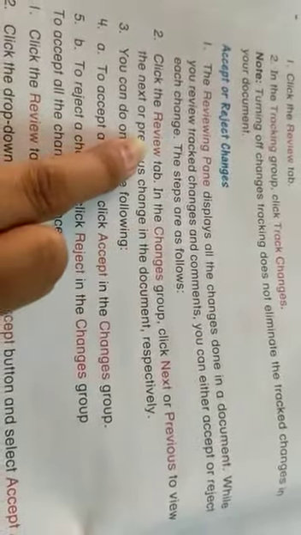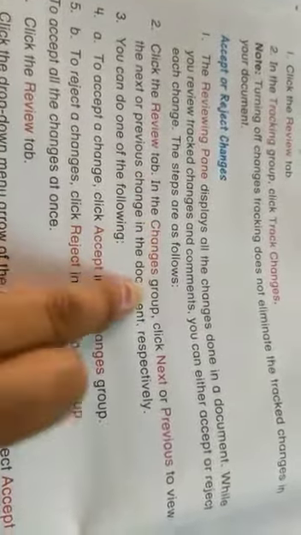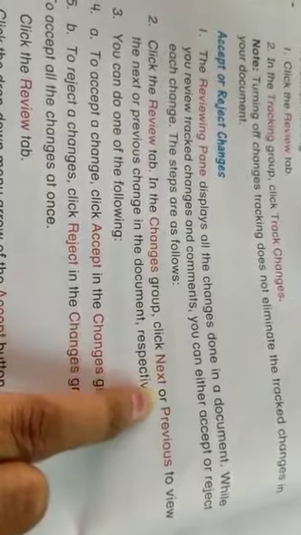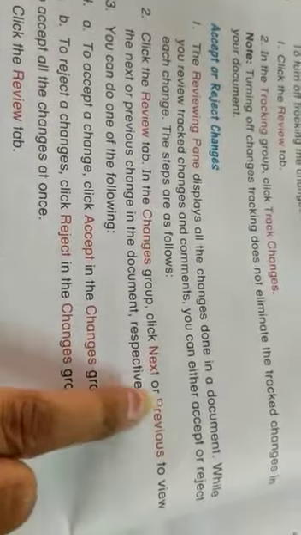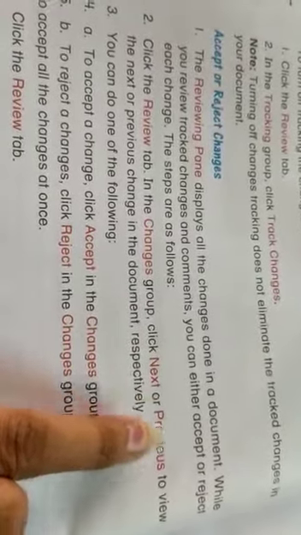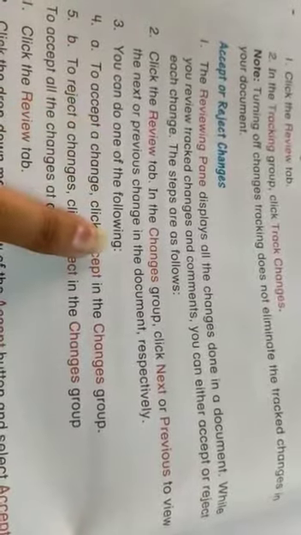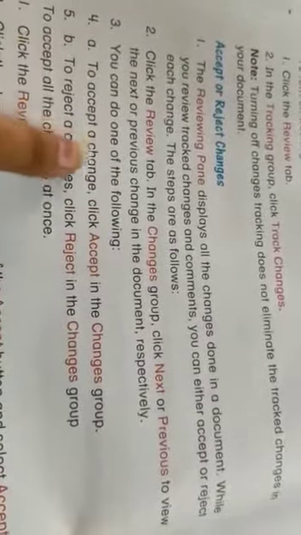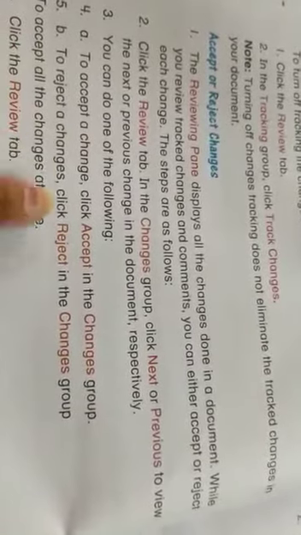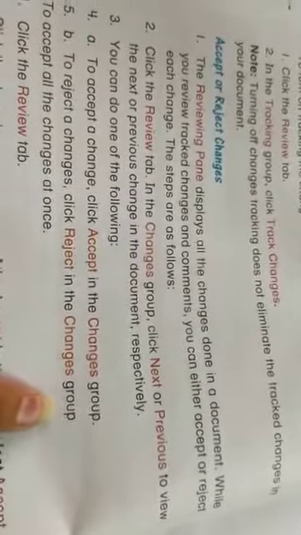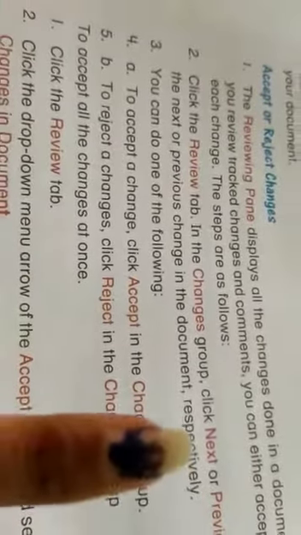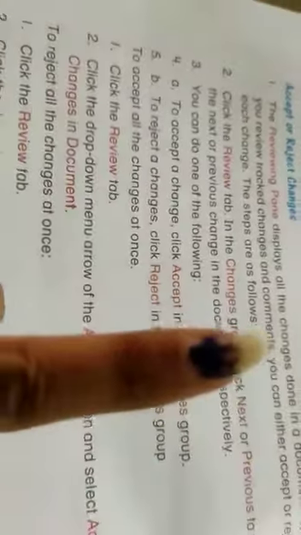Now, when you click on the Review tab, in the Changes group, click on Next. Next means you will click on Next and you can see the changes, how many changes you have done till now. If you want, you can click on Previous and you can see the respective changes. You can do one of the following, any one only. To accept a change, click on Accept in the Changes group. To reject a change, click on Reject in the Changes group. Both options are given, Accept and Reject, but you can do only one.